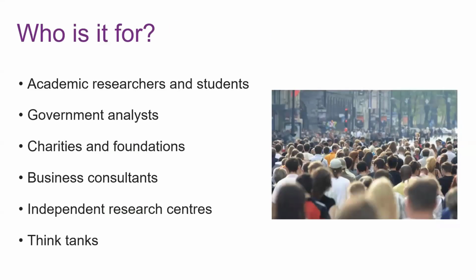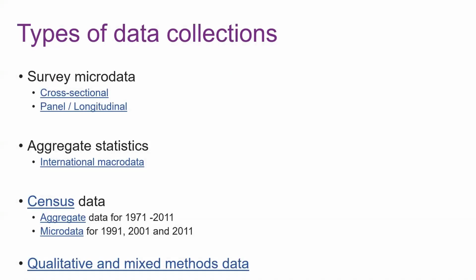Who is it for? Well, we like to think it's really for anyone that has an interest in data. Traditionally, our main audience and the people who probably both deposit and use our data the most tend to be academic researchers and students. There's a lot of other groups that are well represented as well, including government analysts, charities, foundations, businesses, research centers, think tanks, all give us and use our data. Given the importance of data, how it's used, how it's disseminated, we're trying to reach out and support a wide range of communities.